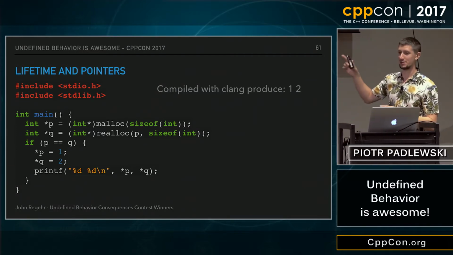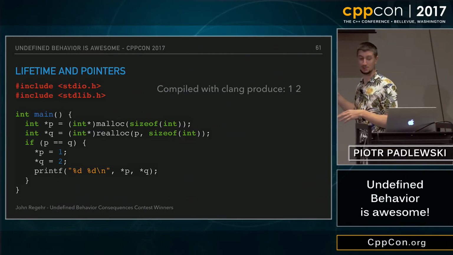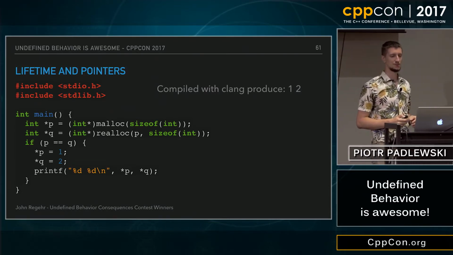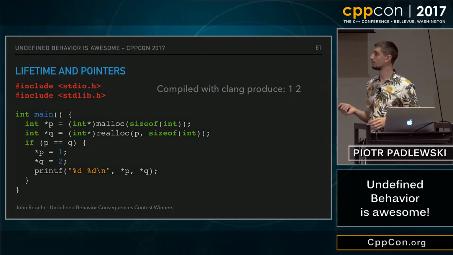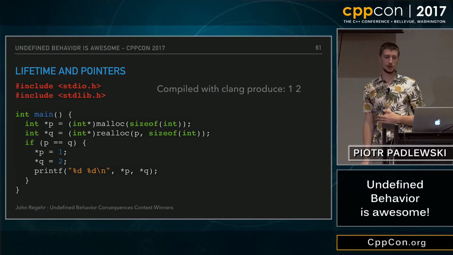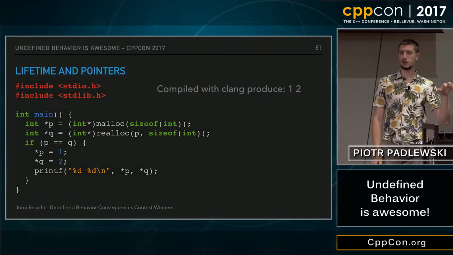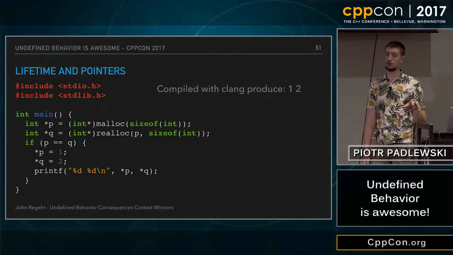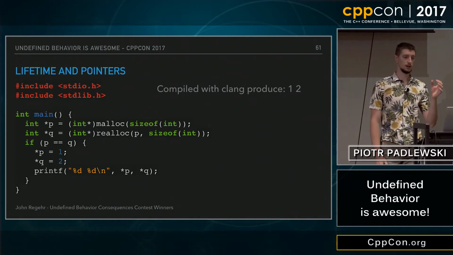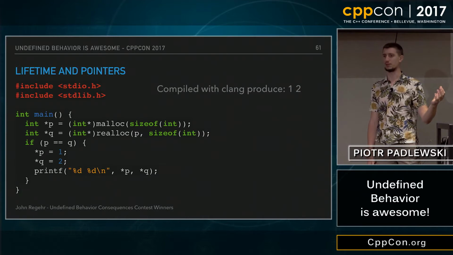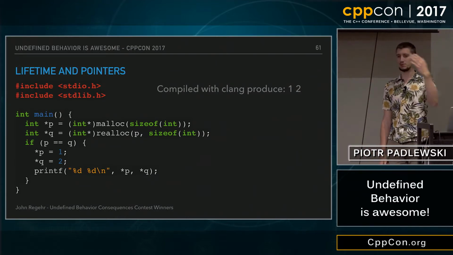And this is a totally valid optimization to do because there is undefined behavior in our code. Undefined behavior happens when we dereference p here, right? And this is because if we reallocate memory using realloc or a placement new, then the old pointer is pretty much dead. You cannot use it. It points to memory that is dead.